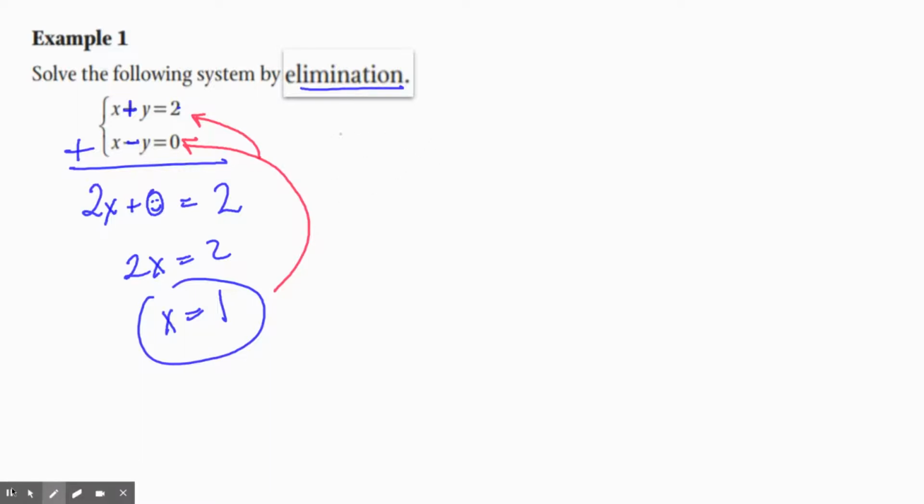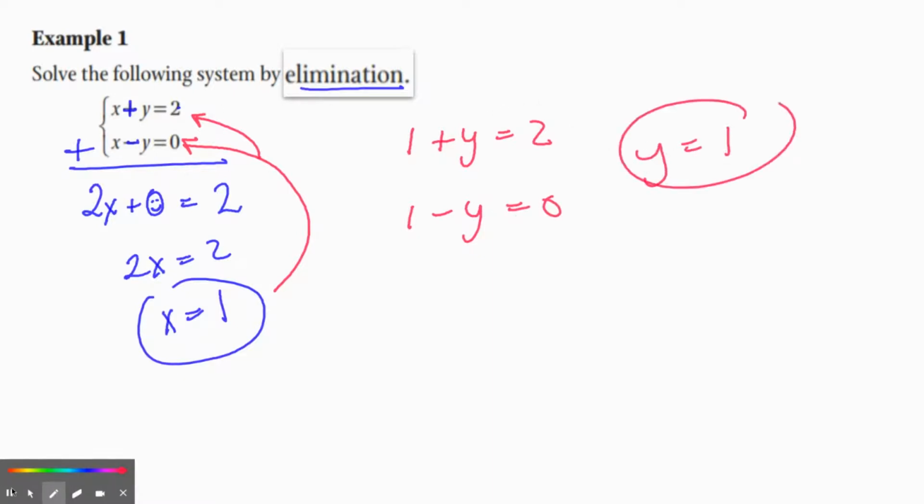If I do the top equation, it's going to be 1 plus y equals 2. Your answer is going to be 1, right, for y. Or I'm going to do 1 minus y equals 0. Either way, y is going to be equal to 1 in either of those equations. Your answer is 1, 1.